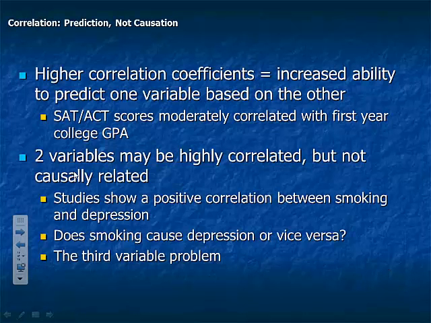So this is basically what I just said. The higher the correlation coefficient, the increased ability you have to predict a variable. So for example, SAT scores are only moderately correlated with the first year of college GPA. It's actually around a 0.4 or 0.5. So that means that SAT scores only moderately predict your college GPA.